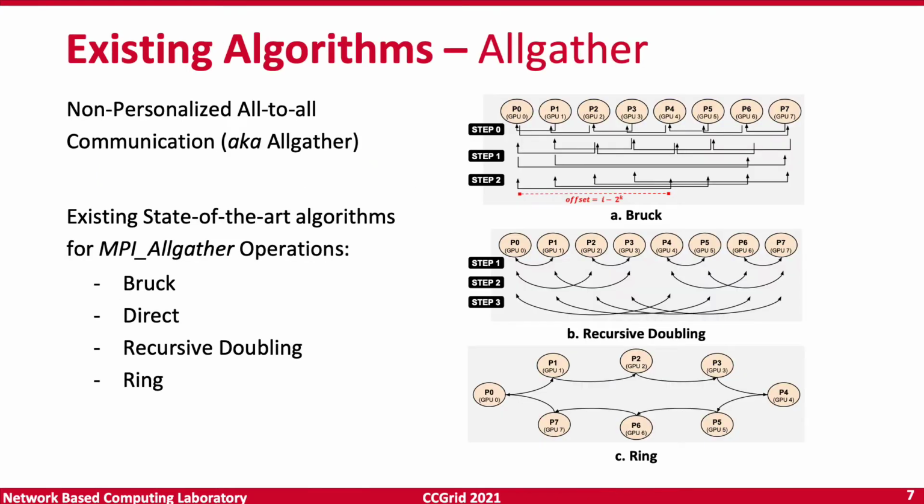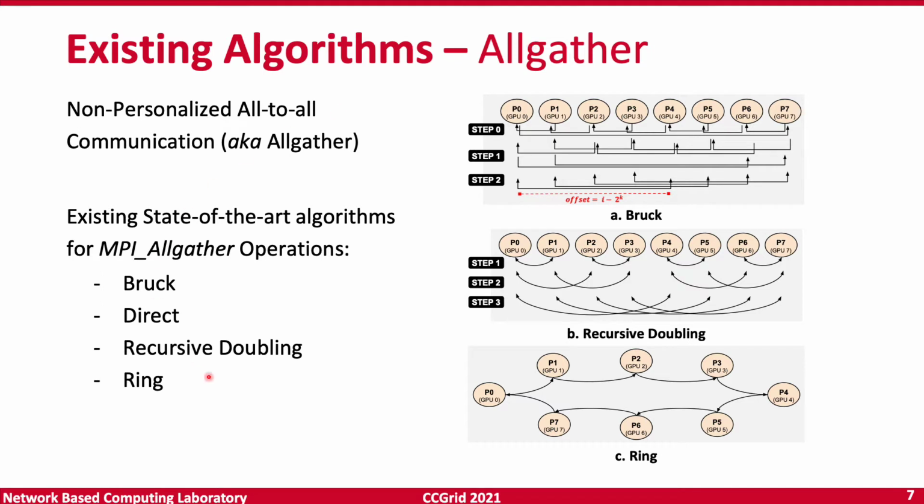All right, so non-personalized all-to-all is often referred to as all-gather. On this slide, we're going to discuss the existing algorithms for MPI all-gather. MPI all-gather, first of all, is an MPI collective communication pattern that acts sort of as a combination of MPI gather followed by a broadcast operation. So all the processes gather the data from every other process in rank order, and then at the end of the operation, every process would have exchanged data with all the other processes.